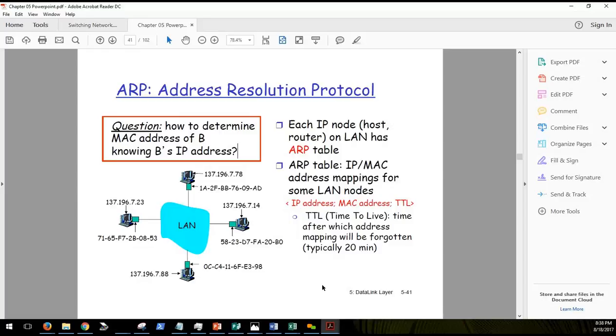Could we go through the details a little bit? Yes, we can. We know that IP addresses are used for getting packets from one network to the next. But inside a given network, we use MAC addresses.